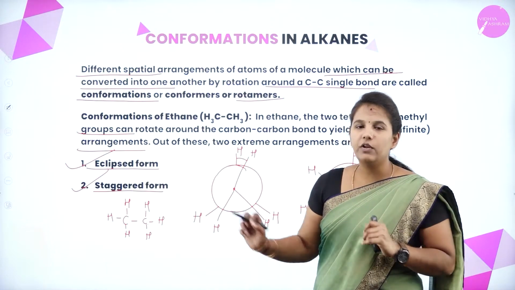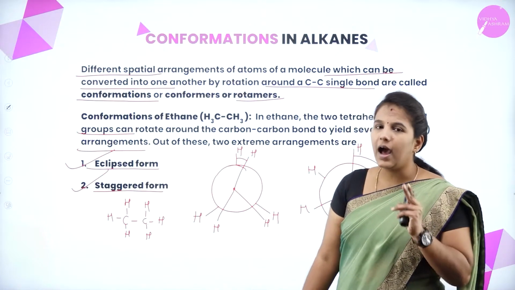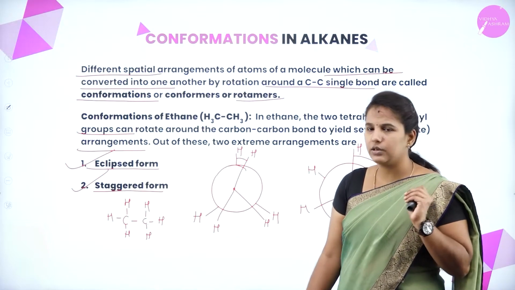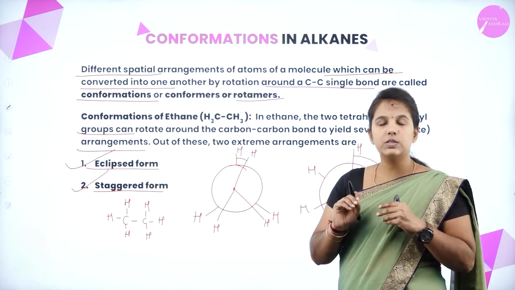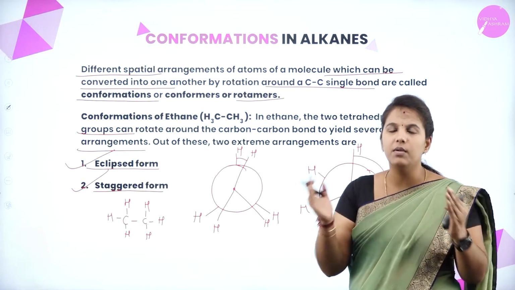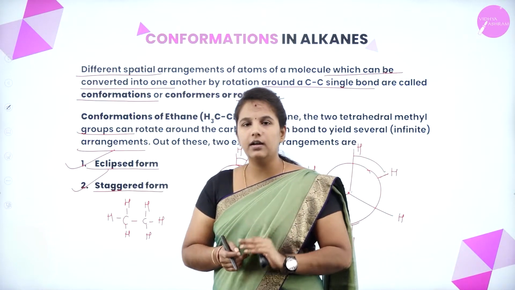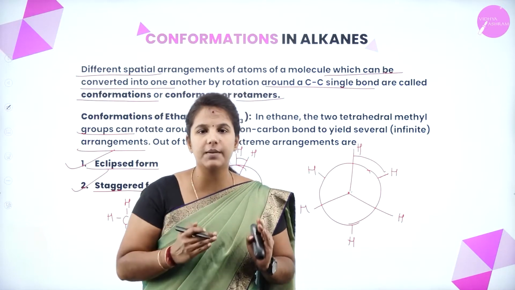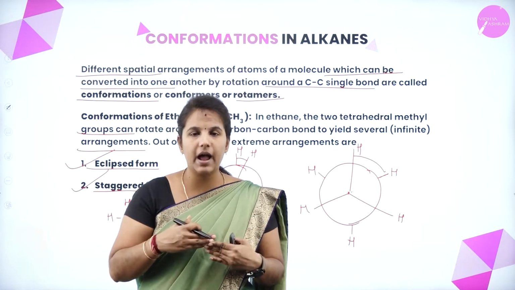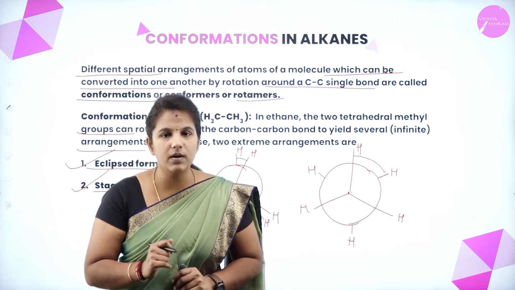That is why it will form 2 major conformations. One is the eclipsed form, another one is the staggered form. Always remember, for writing the eclipsed form, the carbon atoms must be very close to each other, and the hydrogen atoms are very close to each other. Whereas for writing the staggered conformation, always remember one carbon atom should be in front, another carbon atom should be behind that, and these 2 hydrogen atoms are far away from each other.